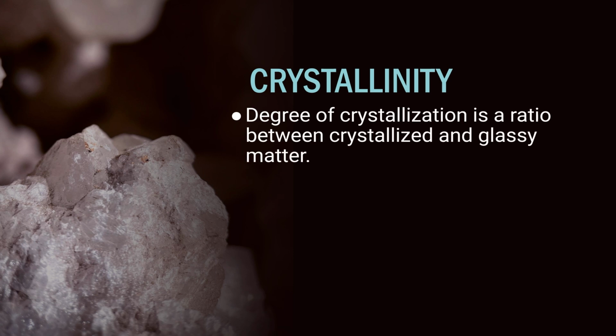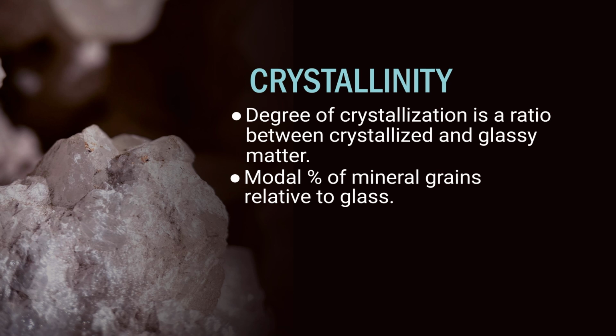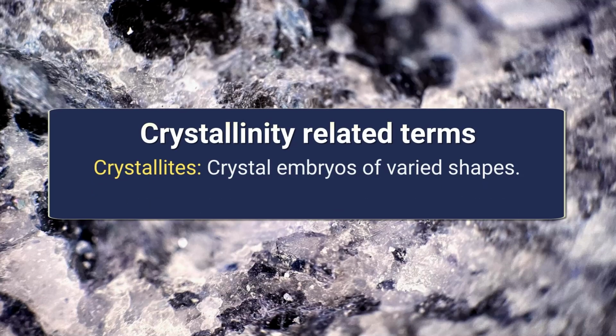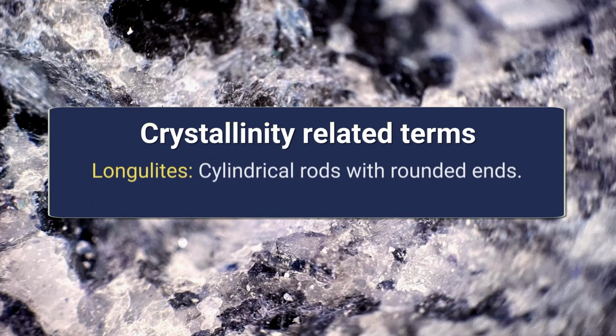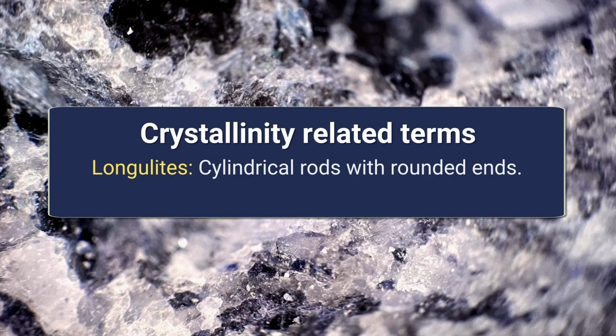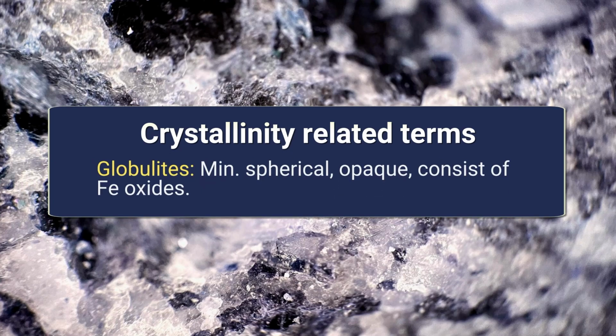A. Crystallinity. Degree of crystallization is a ratio between crystallized and glassy matter. It is the modal percent of mineral grains relative to glass, and it varies from 0 to 100%. Crystallinity-related terms, for example, crystallites. Crystallites are crystals or embryos of crystals of varied shape. Longulites are cylindrical, rod-like crystals with rounded ends. Globulites are minute, spherical, opaque crystals consisting of iron oxides.